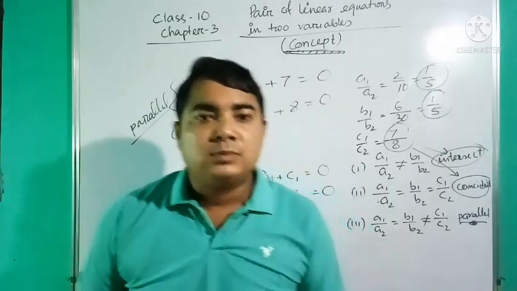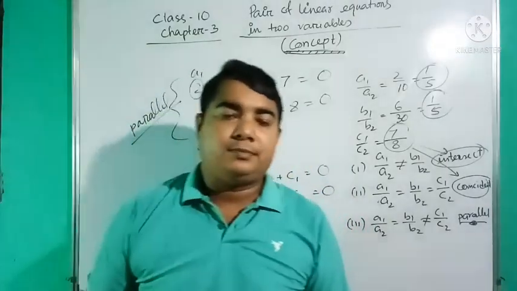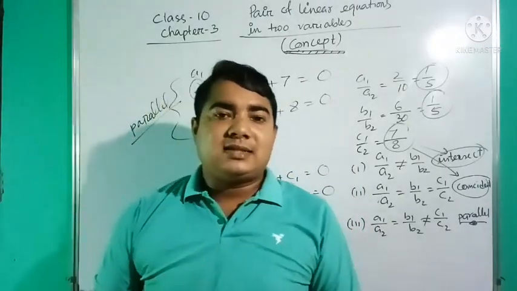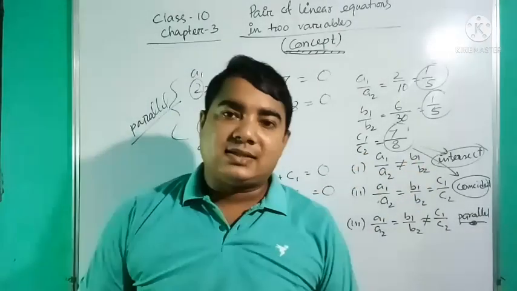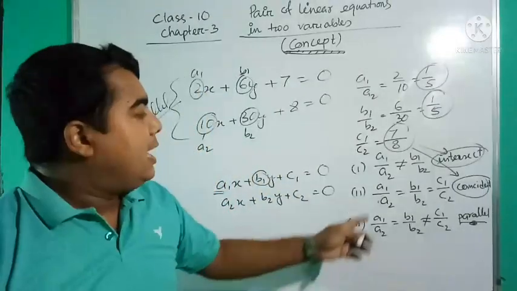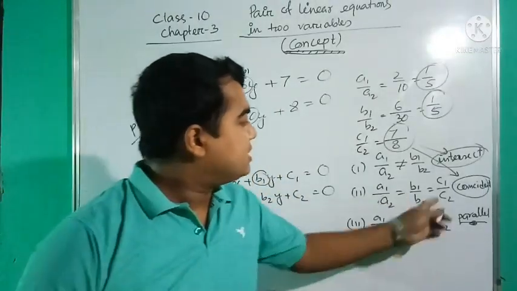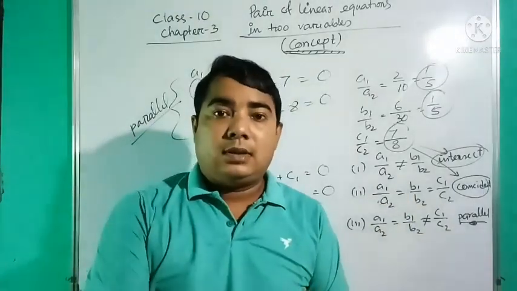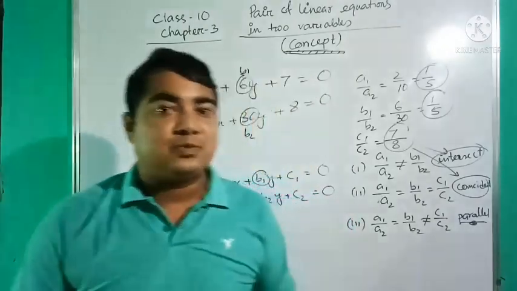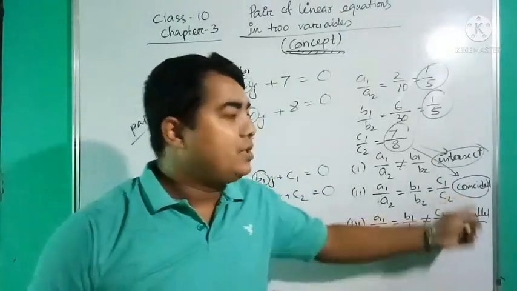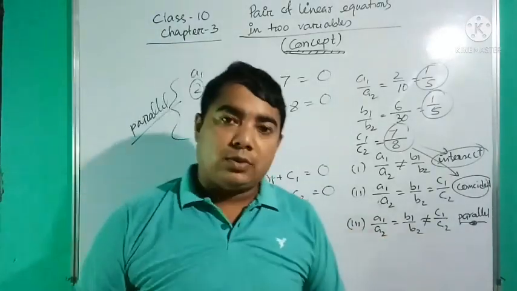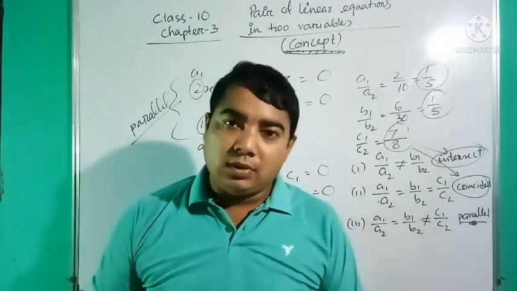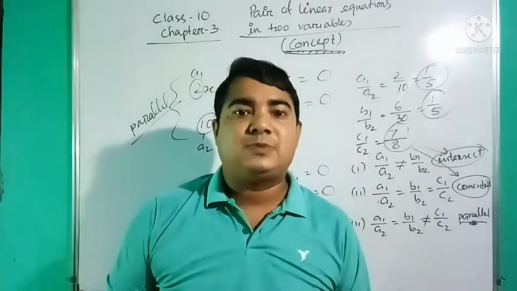Again, a summary of this concept. If a1 by a2 is not equal to b1 by b2, then the lines intersect at one point. If a1 by a2 equals b1 by b2 equals c1 by c2, then there are an infinite number of intersecting points, that means one line lies on the other. That means coincident lines. And the third condition is, if a1 by a2 equals b1 by b2 but is not equal to c1 by c2, then there is no intersecting point, that means parallel lines.